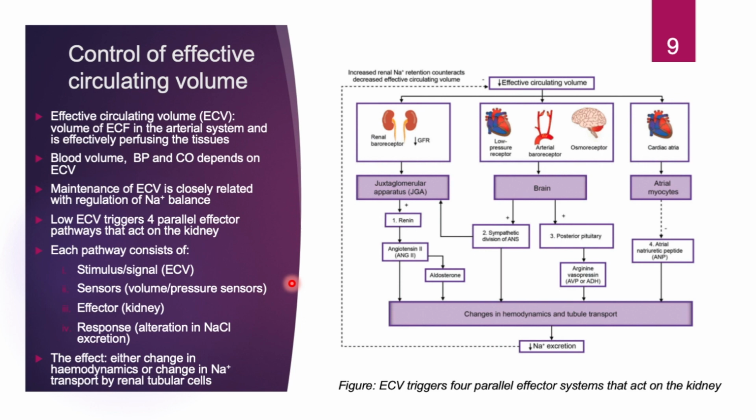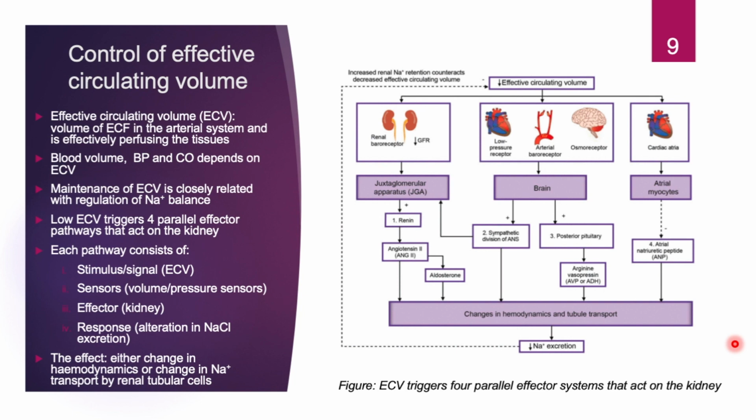Effective circulating volume, or ECV, refers to the volume of ECF in the arterial system and is effectively perfusing the tissues. The blood volume, blood pressure, and cardiac output are dependent on ECV. The regulation of sodium balance is closely related to the maintenance of ECV. A low ECV will trigger 4 parallel effector pathways that act on the kidney. Each system consists of stimulus or signal, which is the ECV, sensors, which are volume or pressure sensors, effector, which is the kidney, and response, which is the alteration in sodium chloride excretion.